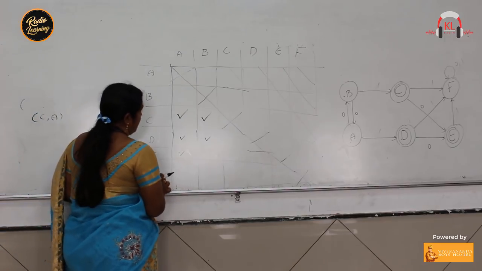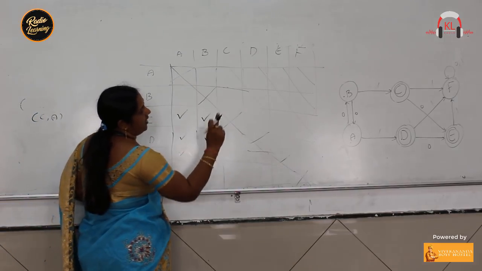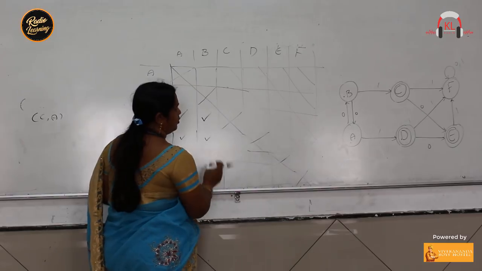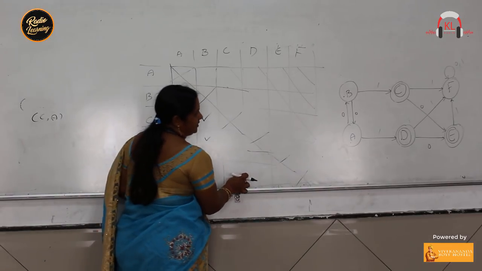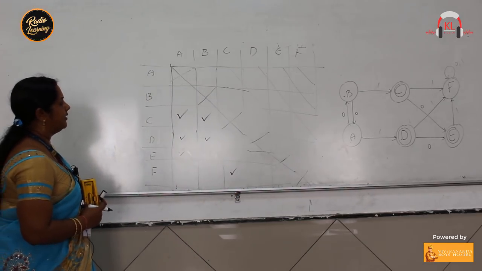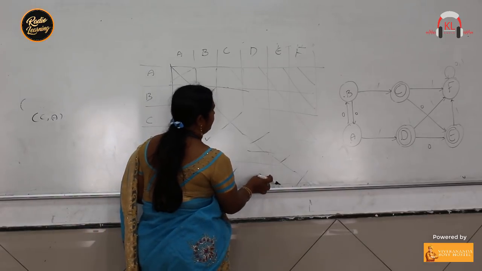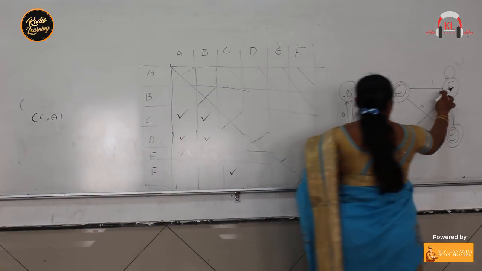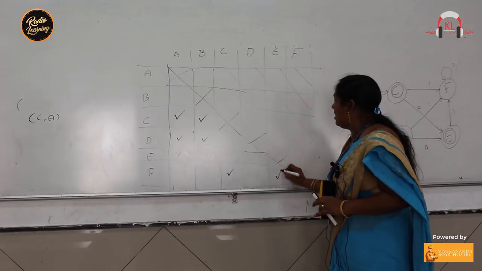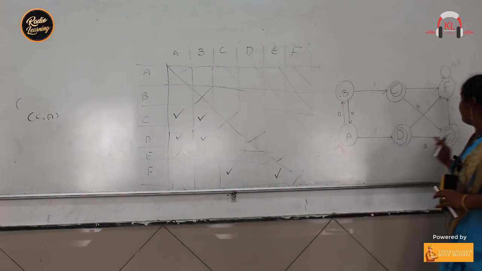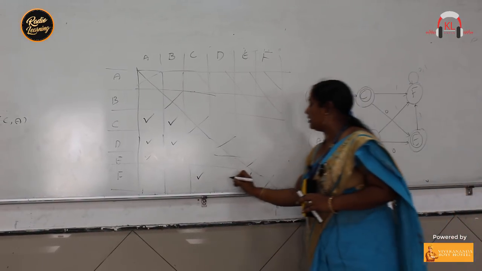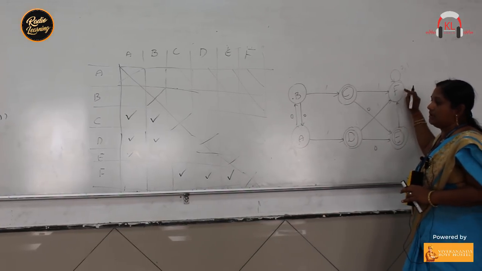Next, FA. Take F and A. Both are non-final states, so I am not marking. FB, F and B. Both are non-final states, so I am not marking. FC. Here C is the final state and F is not a final state, so I am marking the cell. Next, FE. Here E is the final state and F is not a final state, so I am marking this cell FE. And what about FD? Here D is a final state and F is a non-final state, so I am marking this also, because one is a final state and the other is a non-final state.